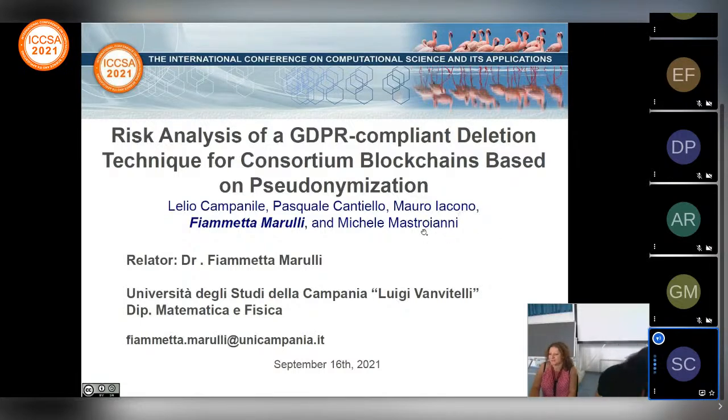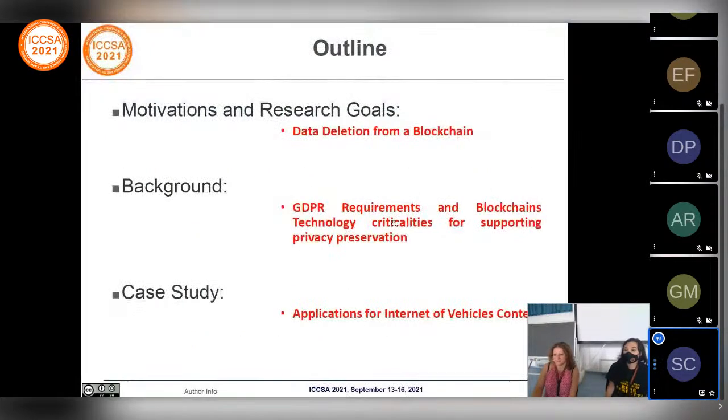Okay. Good morning to everybody, and we are just presenting this research. A little outline of our contribution: the motivation and research goals, which stand on data deletion from a blockchain technology-based system. A little look at the background, that is the GDPR requirements and blockchain technology's criticalities for supporting privacy preservation, and a case study that we propose with an application for an Internet of Vehicles context.